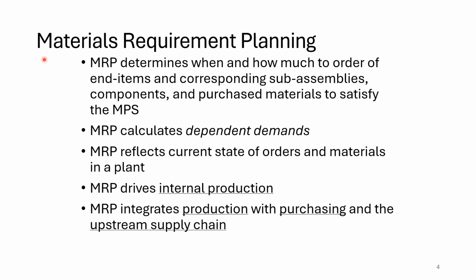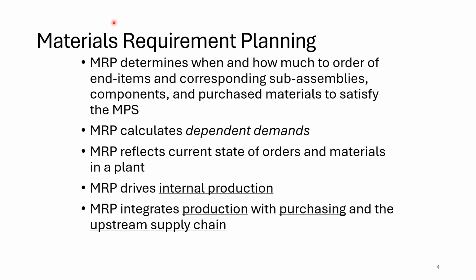So this slide summarizes the key functions of the MRP and how it fits into the bigger picture. First and foremost, MRP is all about timing and quantity. So it determines when and how much to order of each end item, the sub-assemblies, the components, and the raw materials to satisfy the MPS. So in our car example, MRP would figure out not just how many engines we need, but when we need to order them to keep the production line running smoothly.